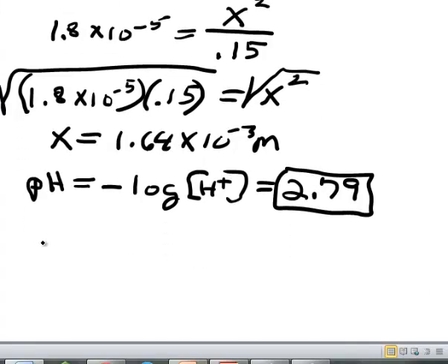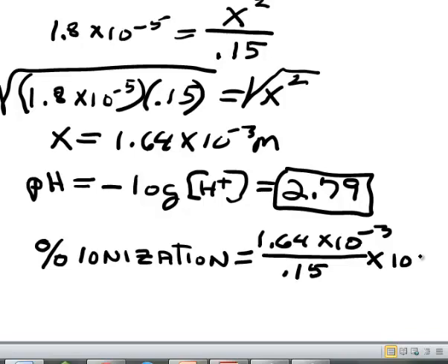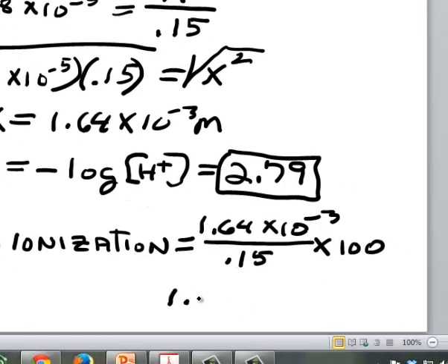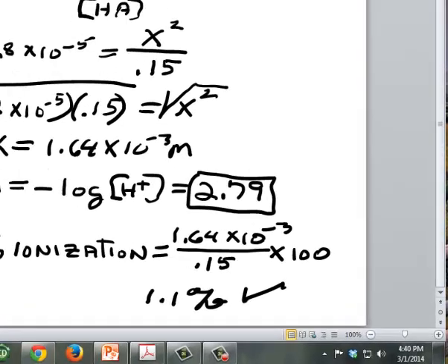I want to verify that the percent ionization of my hydrogen ion, this is called percent ionization, is less than 5% of my starting concentration. And so all I have to do to calculate that is take my x value, which is 1.64 times 10 to the minus 3, divide by my starting concentration of acetic acid, which was 0.15, multiply by 100, and indeed I get a percent ionization of 1.1%.